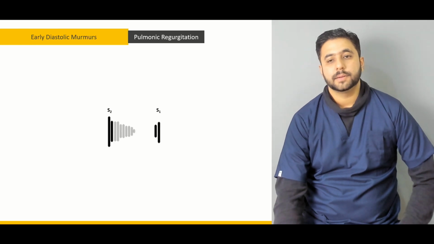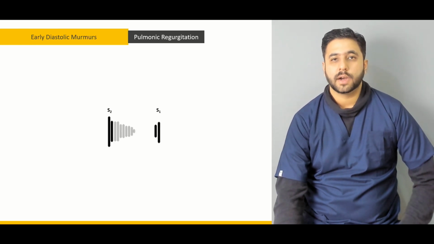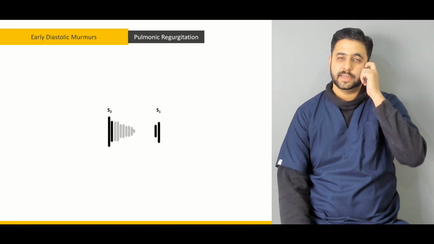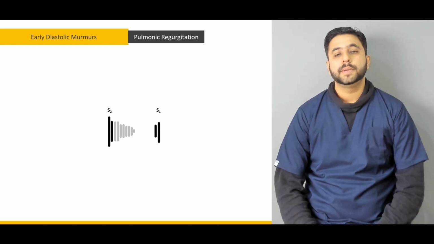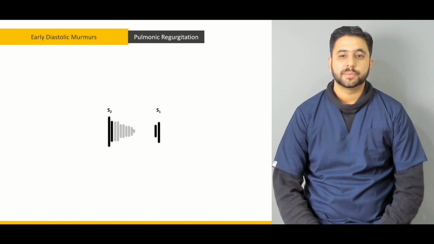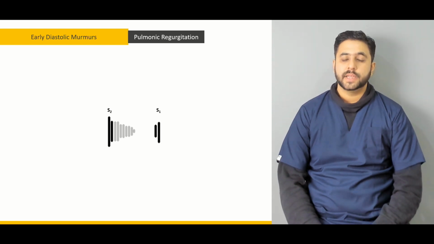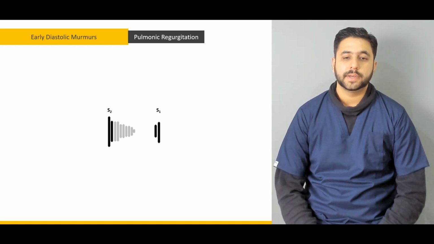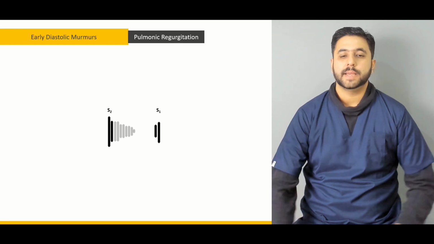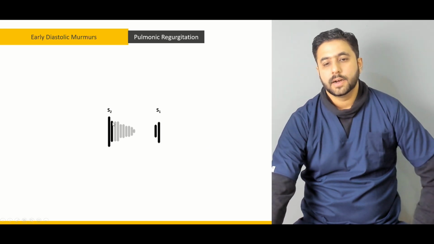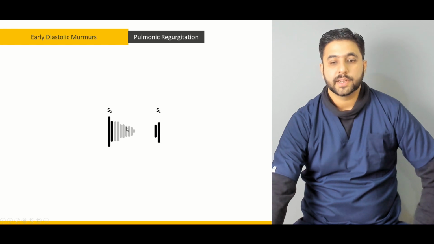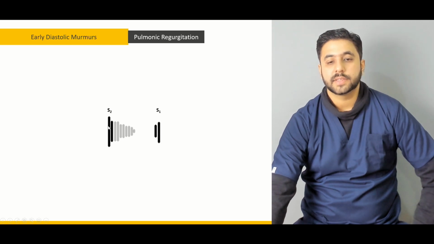Similarly, following our pattern, the pulmonary valve is also an outgoing valve. It is between the right ventricle and the pulmonary artery. And similar to the aortic regurgitation murmur, the pulmonic regurgitation murmur is also an early diastolic murmur. It is more or less the same decrescendo shape, and it starts after the second component of the S2.